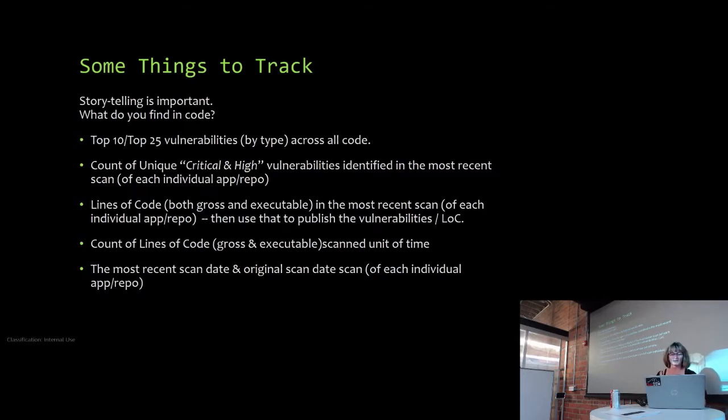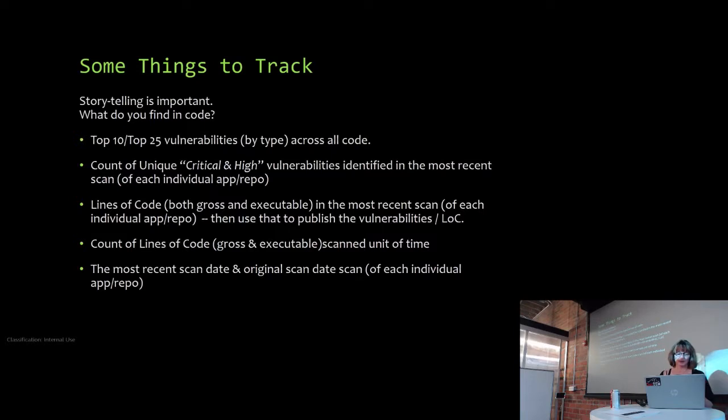These slides talk about some things to track. The storytelling, as far as what you're telling your business partners and your IT areas, is very important. Talk about what you actually find in the code. This talks about maybe the top 10 or top 25 vulnerabilities across all code. That's important to share with your business areas or IT areas. That helps them decide what they need to train and educate on, so that they're not reproducing those same issues over and over. Maybe a count of unique, critical, and high vulnerabilities identified in the most recent scan. Lines of code, both maybe gross and executable, in the most recent scan. You can use that to publish the vulnerabilities. We actually gather and put this data in data files for users every night, so they can go out and get it and use it for whatever they need to grow their program.